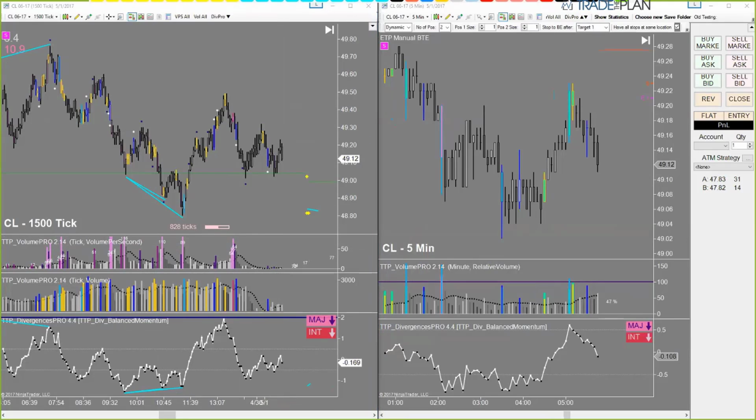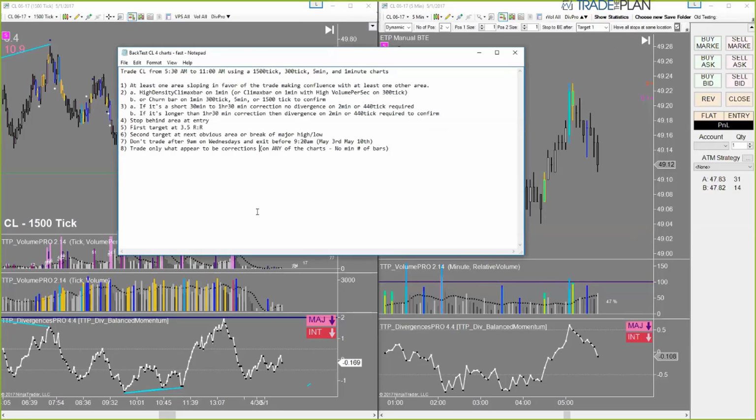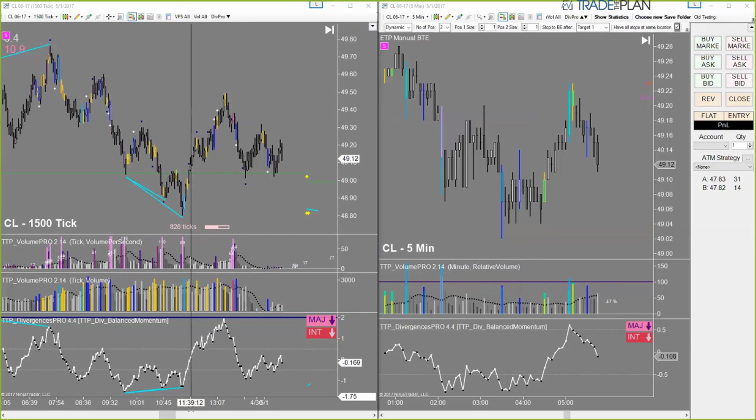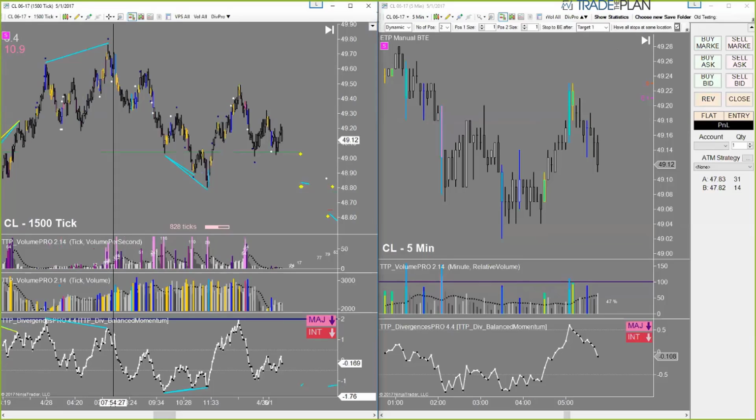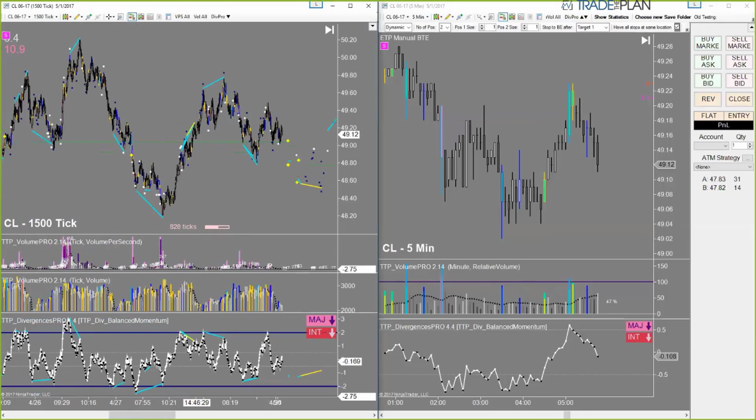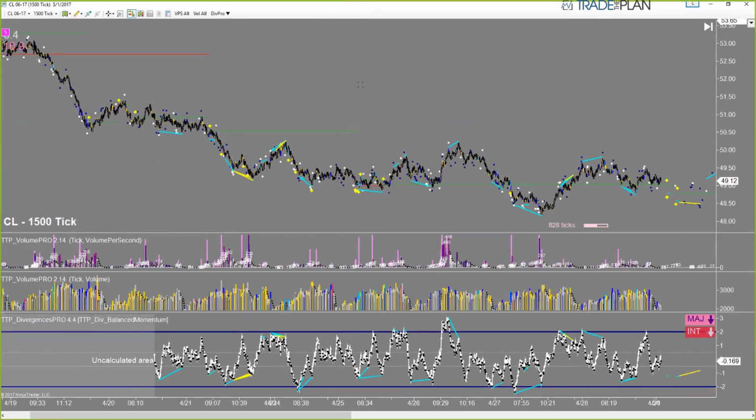Okay, so I do have the benefit of hindsight here, but you'll see that we're following the rules that I've laid out in this little write-up here. It's not exactly heavy with rules, just some basic stuff. So let's get right into it. All I'm requiring is one area sloping in favor of the trade. Wouldn't you agree with me that the market has been in a downtrend up until this point?